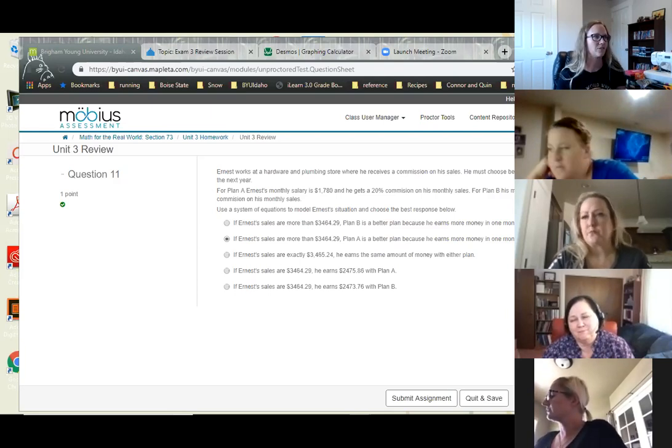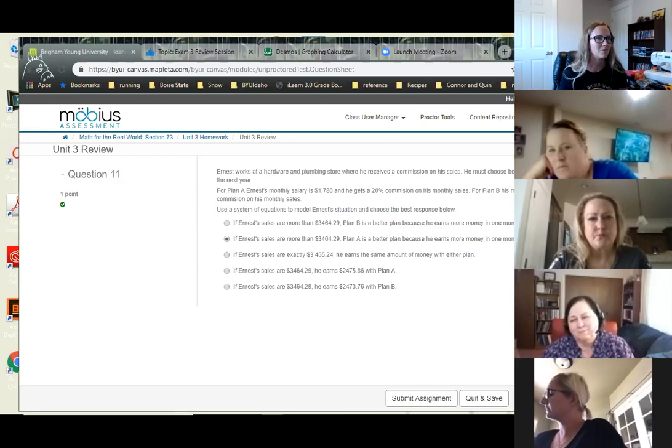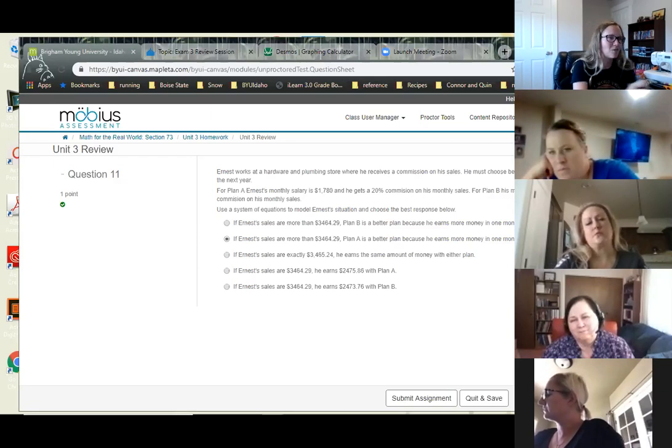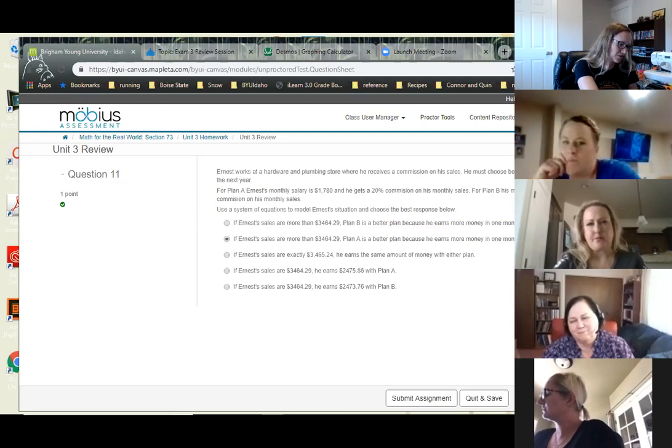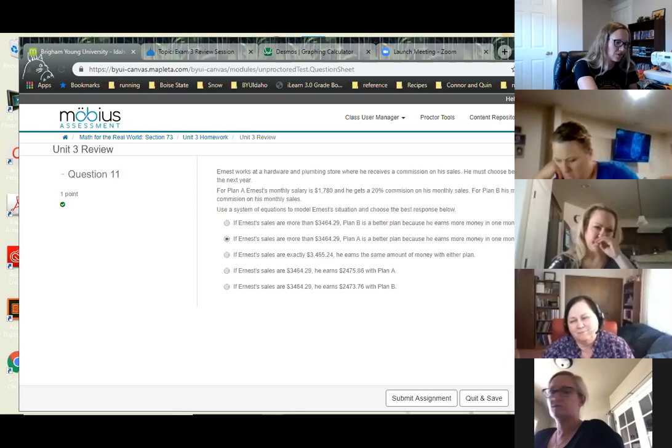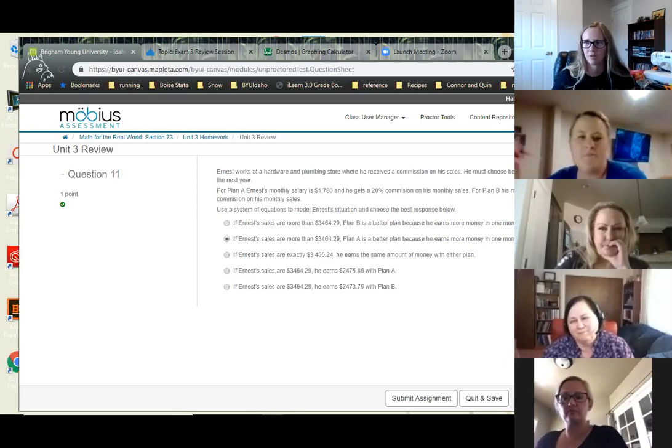And so I don't know if it's going to let me draw on that. No, it won't. That's too bad. So we have one equation from Plan A, one equation from Plan B. So our second equation, we have 0.06 as our slope, and then 2,265 as that y-intercept. And we have our system of equations.